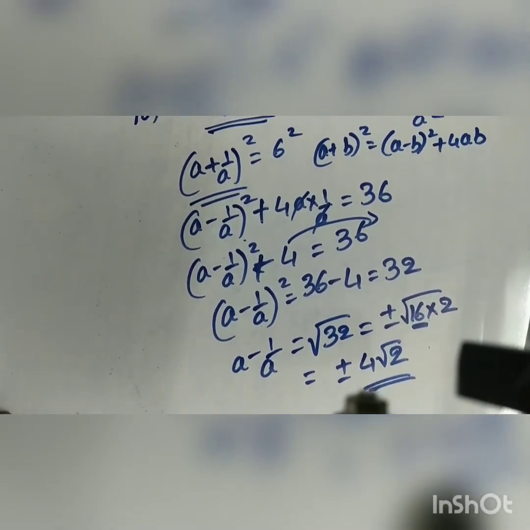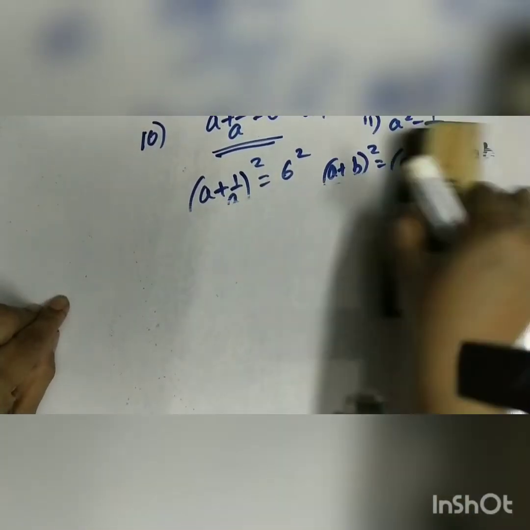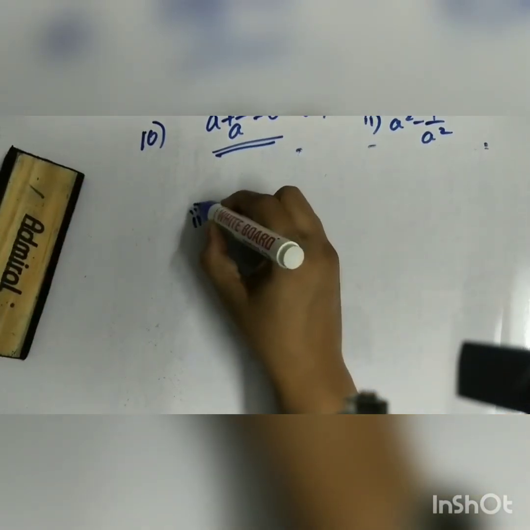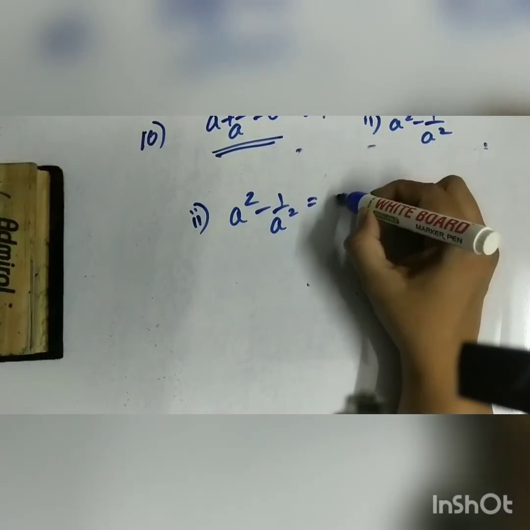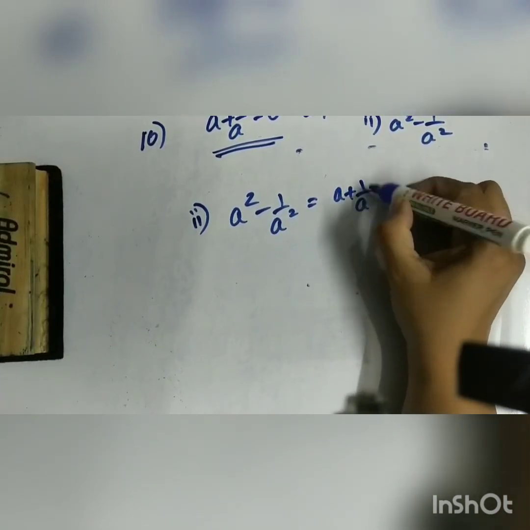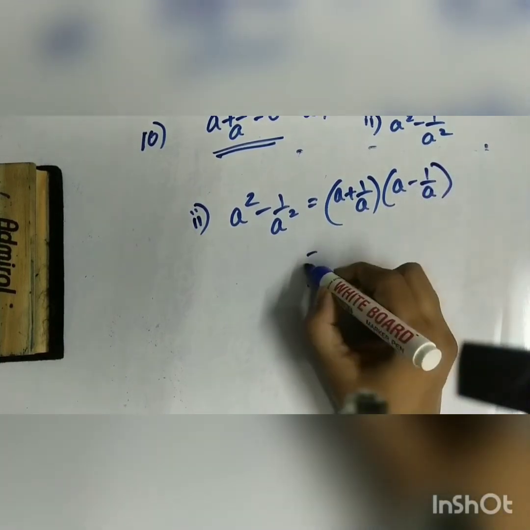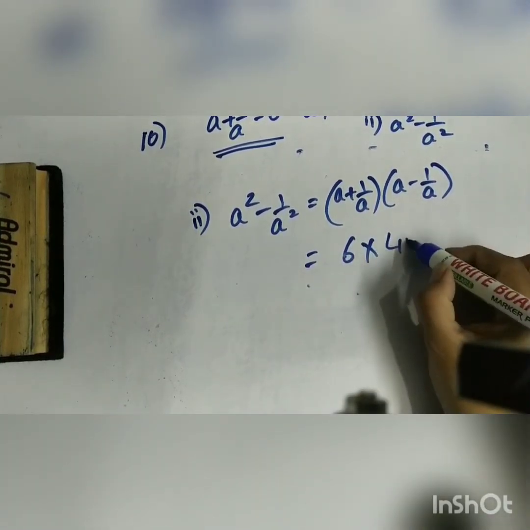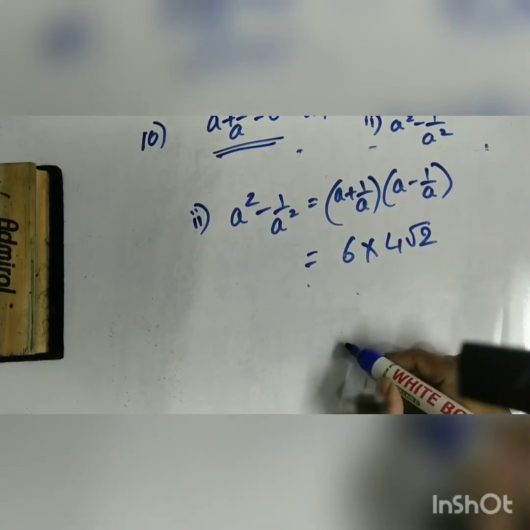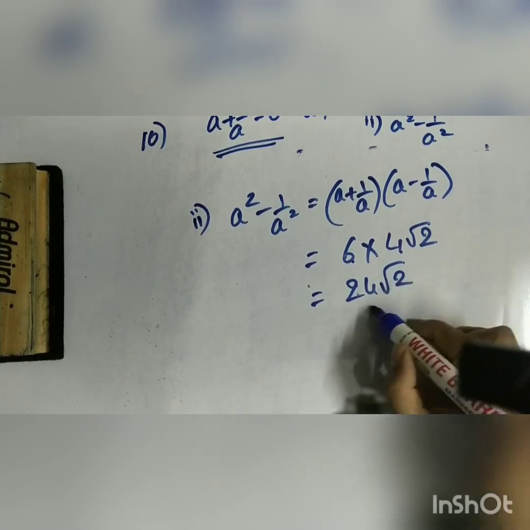But we have a second part to this. I'll just show you. The second part is a square minus 1 by a square, which is nothing but a plus 1 by a into a minus 1 by a. So a plus 1 by a is 6. A minus 1 by a was 4 root 2. So 6 4s are 24. 24 root 2 is the answer for this.